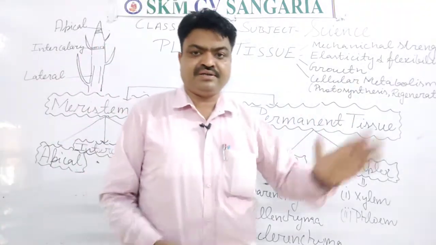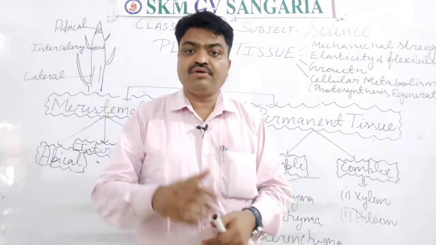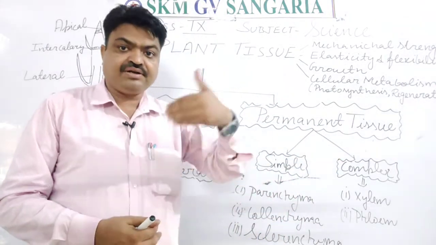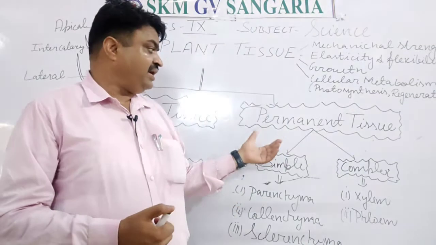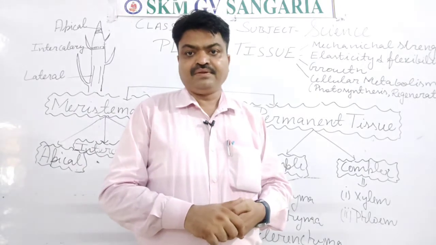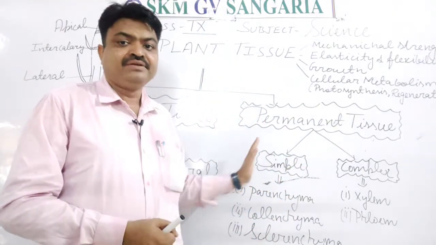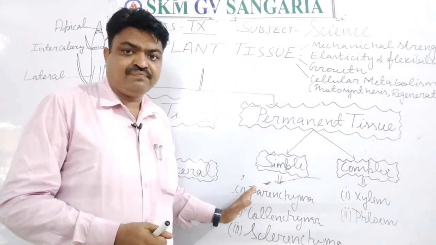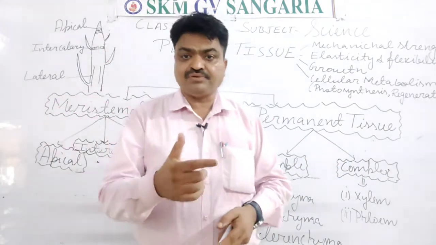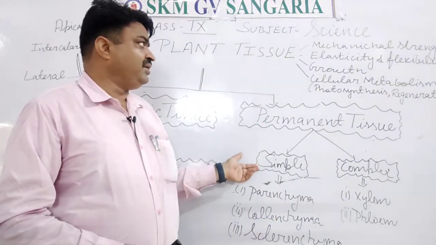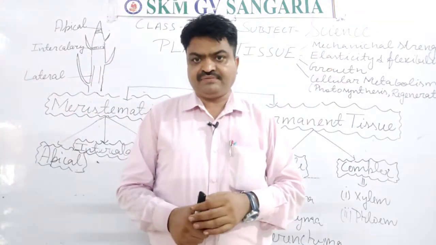It is permanent tissue. These meristematic tissues are developed into permanent tissue, student. They are converted into permanent tissue, and we can divide the permanent tissue into two types. First is simple permanent, second is complex permanent. Simple permanent tissue helps the plants in different processes. With this, they also help the plant in providing the mechanical strength.